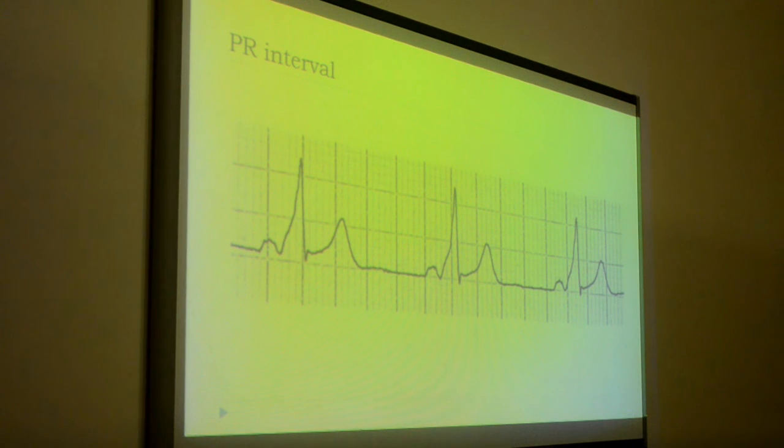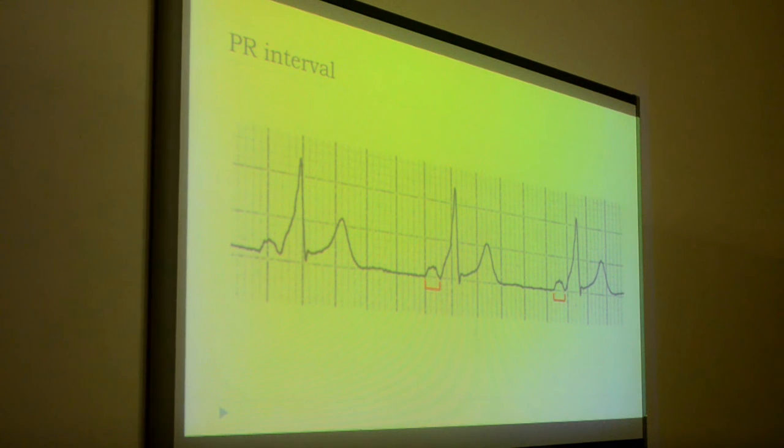There is no block in the AV node. Normally the AV node will block the impulse, correct? If you have an AV block, the PR interval gets prolonged. What would cause the PR interval to be short? Overstimulation of the AV node? No, not overstimulation. There's another thing. It's a bypass tract. What happens is that there's a muscle from the atria to the ventricle, a band of muscle from the atria to the ventricle. This is a pathology, of course.